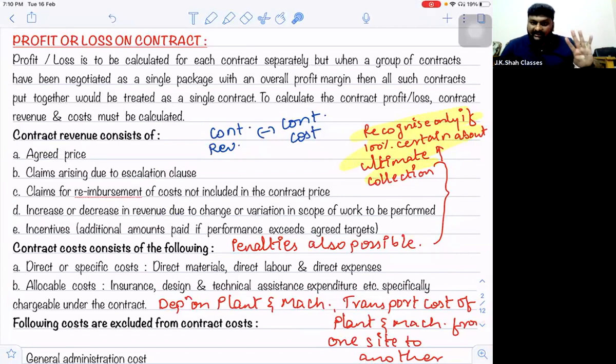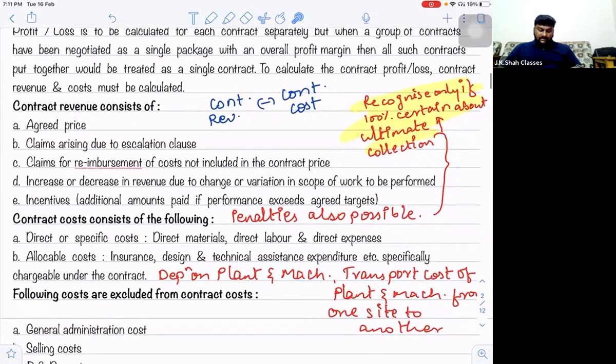For all these 4 points, you can recognize the revenue only if the ultimate collection is possible. But if ultimate collection is not possible, then you cannot recognize the revenue. At least for now, you have to postpone it to the future. And you have to postpone till the uncertainty becomes certain. I hope you're getting this point.